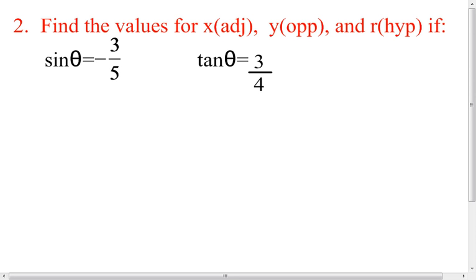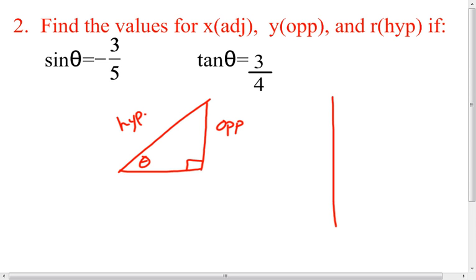What you're going to need to do here is set up a triangle and picture this. If you have a triangle, and I'm going to draw one here, and I am going to call this my theta, sine is opposite over hypotenuse. So this is your opposite side, and this is your hypotenuse. Notice that that ratio is negative 3/5, and your hypotenuse can never, ever be negative. And you're going to think about this also on the unit circle. I should probably draw this triangle on the unit circle and think about it that way.